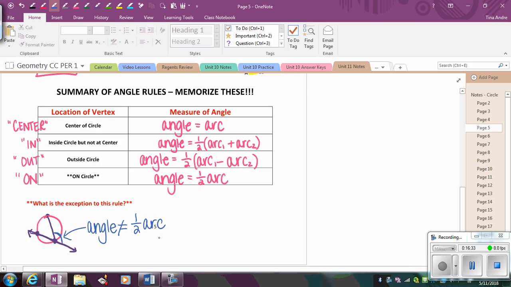So when you have a chord and a secant angle, the rule is not followed. That's the exception, so just be aware of that. It does exist. It's not something that you'll see very often, but it does exist. Otherwise, you're safe to follow these. Where's the location of the vertex? That really tells you the formula to use. So go ahead, get some key ideas written down, and then do the check your understanding problems.